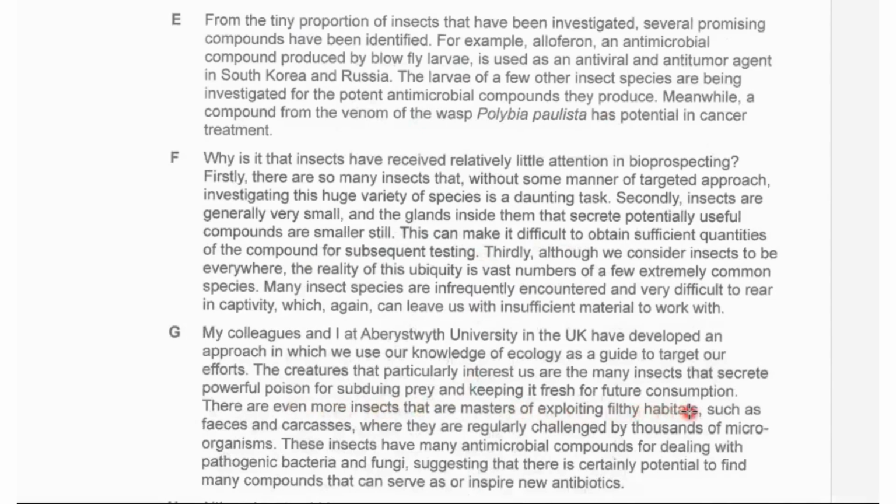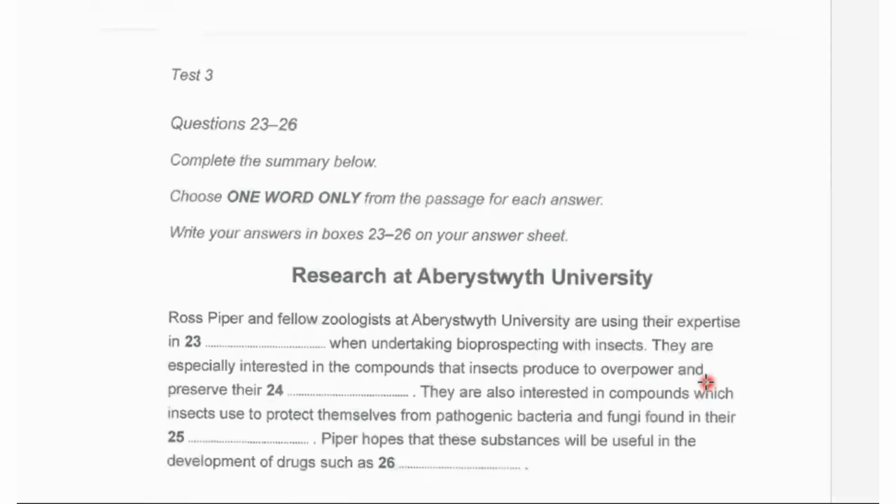Exploiting filthy habitats, such as feces and carcasses, where they are regularly challenged by thousands of microorganisms. These insects have many antimicrobial compounds for dealing with. Answer is habitats. Can you see the way habitat is very far away from where pathogenic fungi and bacteria is? Answer is habitats. Number 25, habitats. Plural. Don't forget S, plural.